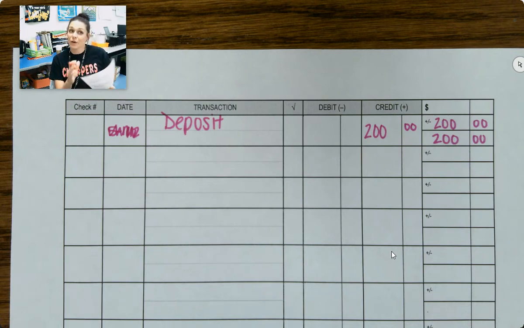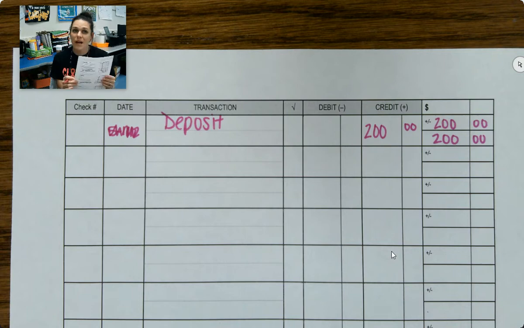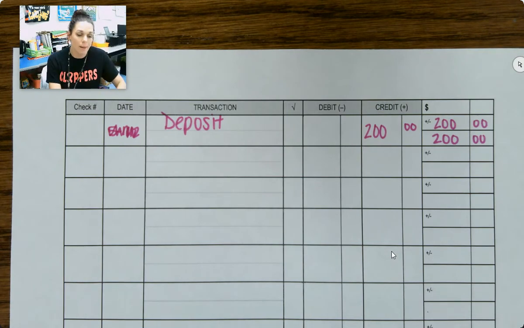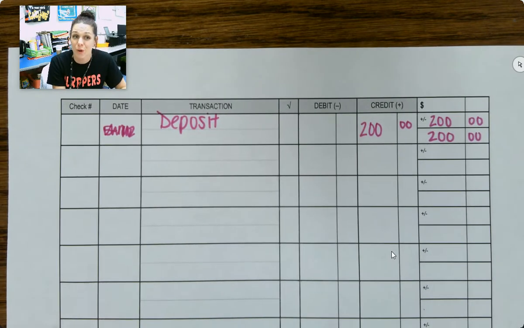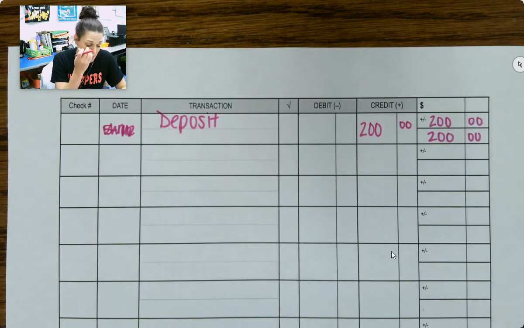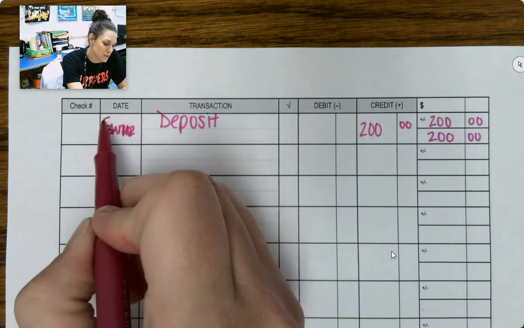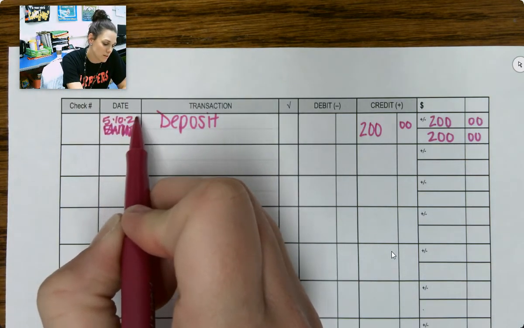For this activity, I'm going to be using our checks and deposit slips paper, and we're going to track these 4 transactions that occurred. I'm going to start my transaction off, though, with an initial deposit. So I have $200 currently in my bank account. All right, and I should have dated this. My apologies.